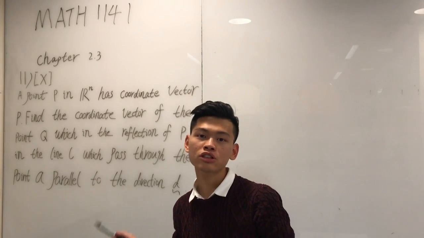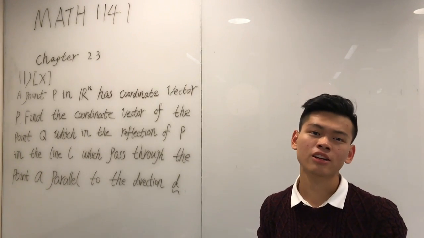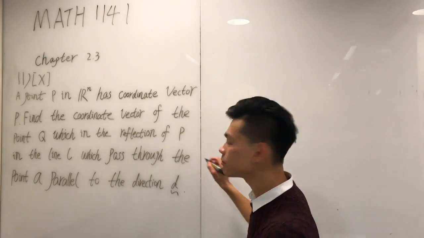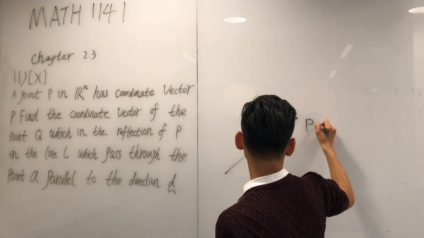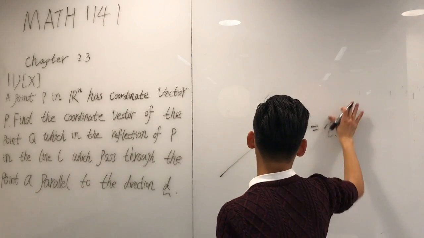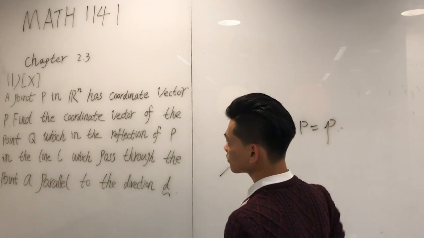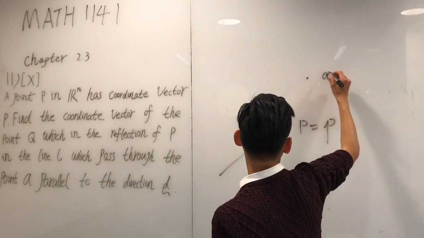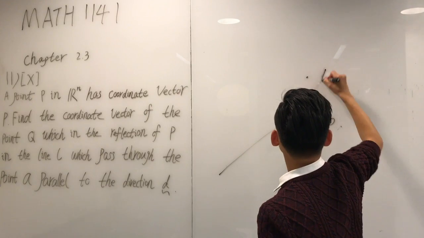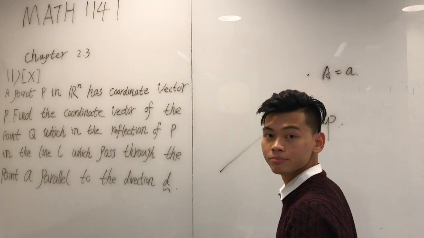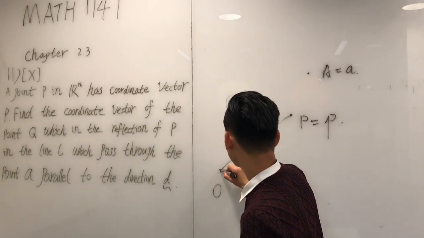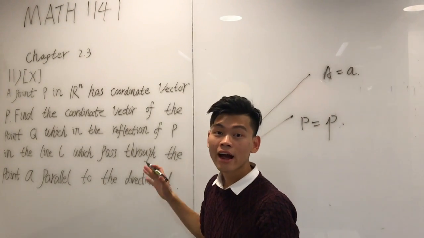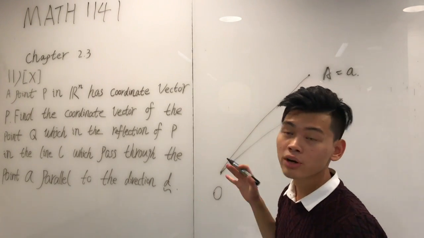After you draw the picture, you can see the solving steps very clearly. So now let's draw it out. So we have the point P. We draw the point with position vector P. And we have point A, which has position vector A. This is the origin. This is position vector A. And we have a line L in the direction of D passing through A.